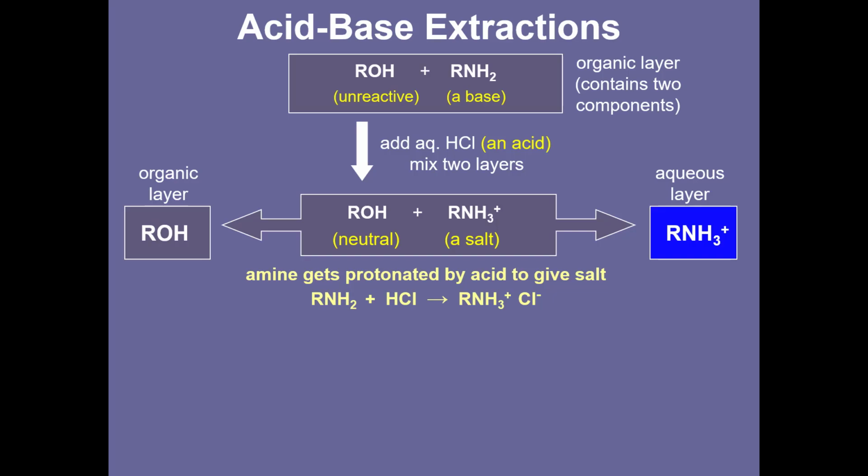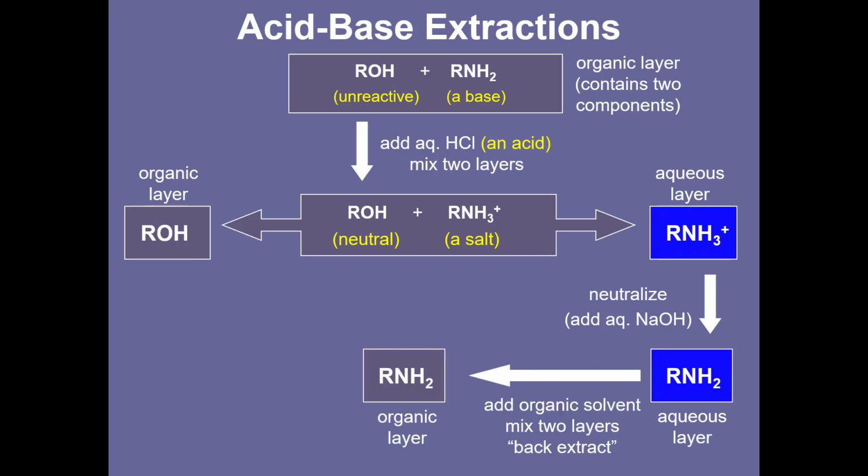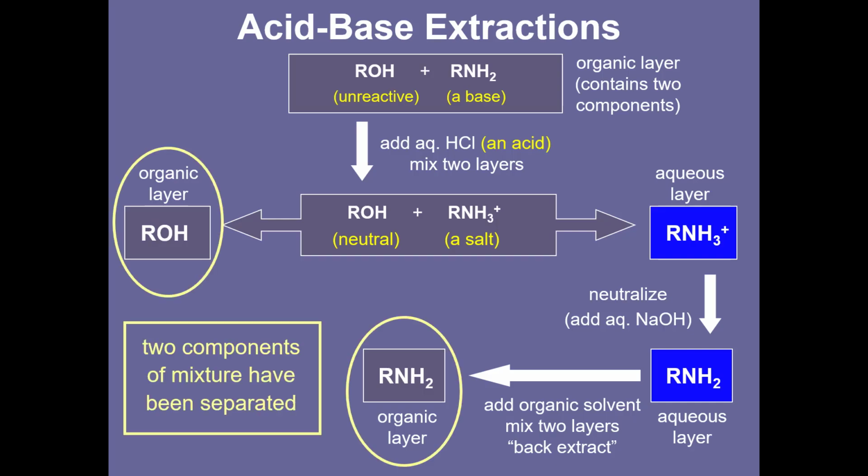To recover the amine, the acidic aqueous layers are combined and neutralized with base to regenerate the neutral amine. The aqueous layer is then returned to the separatory funnel and mixed with 2 to 3 portions of an organic solvent. The neutral amine no longer has an affinity for water, so it is extracted from the aqueous layer back into an organic layer, called a back extraction. Overall, this acid-base extraction process effectively separates the two components of the original mixture, giving each of them dissolved in an organic solvent that can be easily removed.